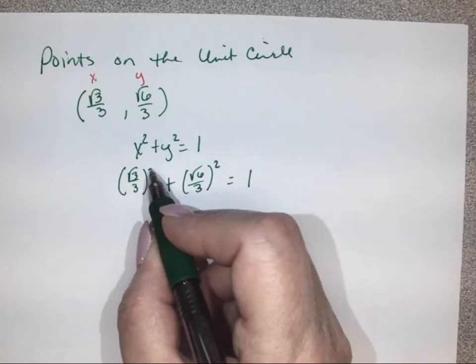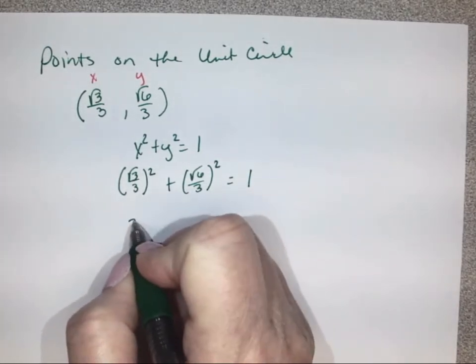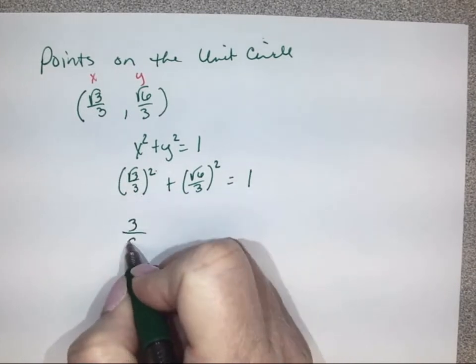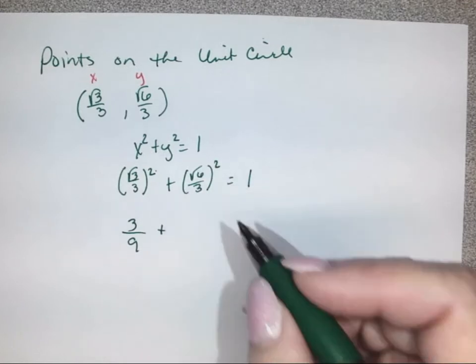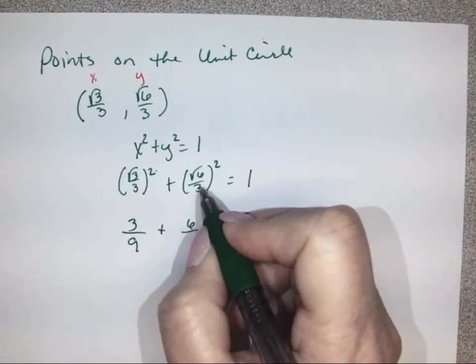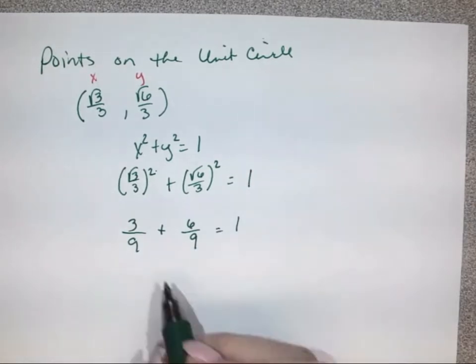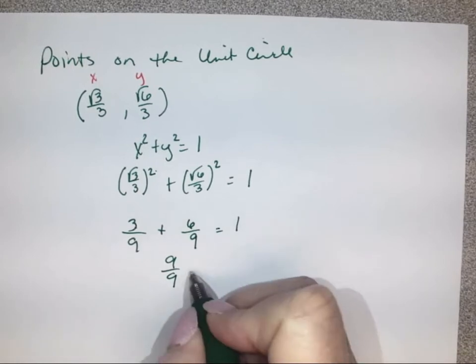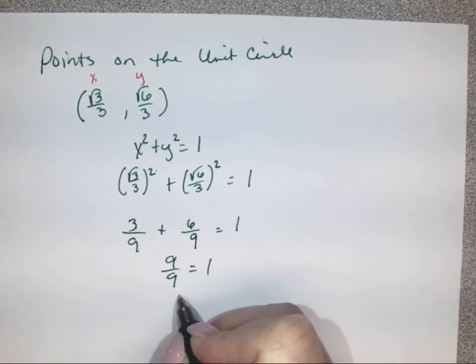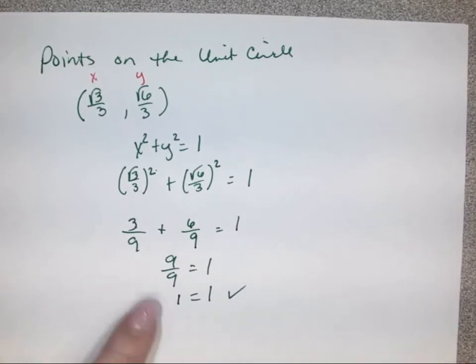Well, the square root of 3 squared, that's the square root of 3 times the square root of 3, will get us 3. And 3 squared will get us 9. Square root of 6 squared, we're squaring that square root again, so it's just going to get us 6, and 3 squared is 9. We still want to know if it's equal to 1. Well, 3 plus 6 will get us 9 over 9, and 9 over 9 is 1. 1 is equal to 1, so we can say, yes, this is a point on the unit circle.